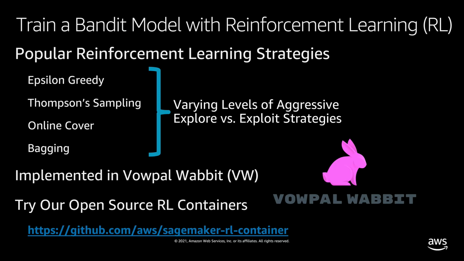Now, there are quite a lot of different reinforcement learning strategies that Vowpal Wabbit specifically does implement. There are things like epsilon greedy, Thompson sampling, online cover, bagging. These are all different degrees of the explore versus exploit strategy, and how aggressively we will chase down the exploitation, or whether we want to balance it with continuous exploration. And specifically, online cover is what we'll be using today.